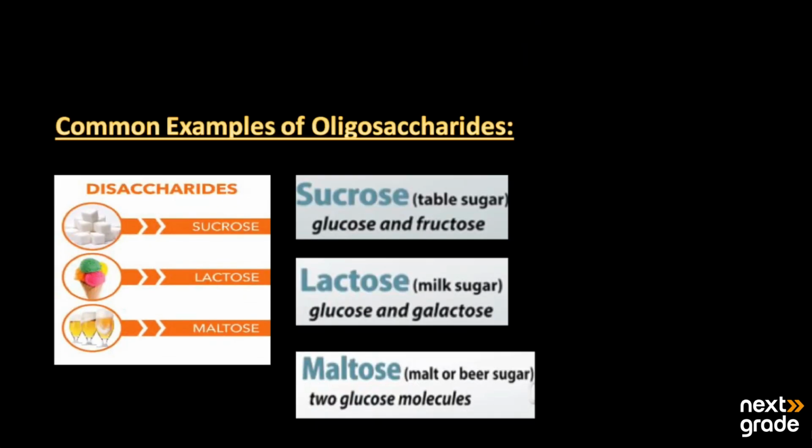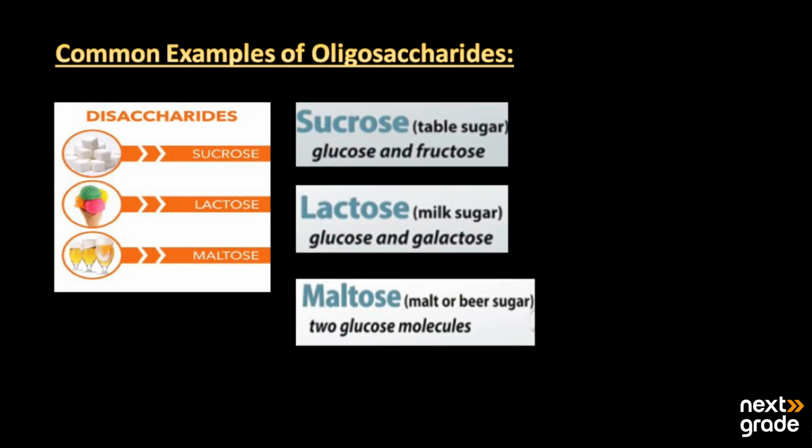At the end, we have some common examples of the oligosaccharides. If we talk about the disaccharides, here we have sucrose, which is a simple sugar. We have lactose and maltose. All these three are known as oligosaccharides. Sucrose is known as the table sugar that we use at home, and upon hydrolysis it produces two compounds, glucose and fructose. Lactose is known as the milk sugar, the sugar present in milk.